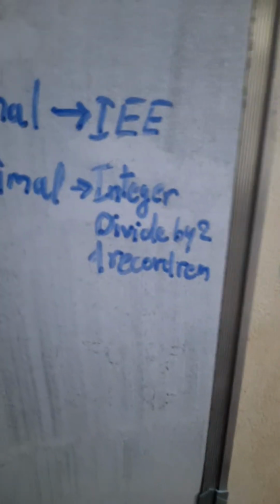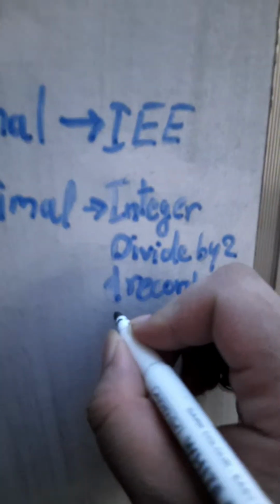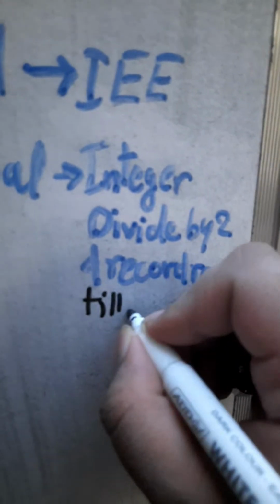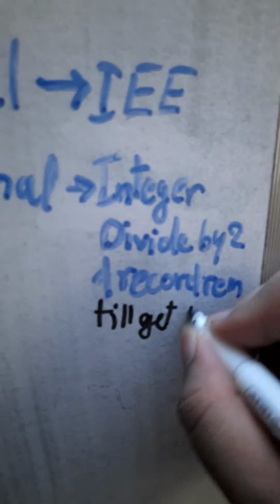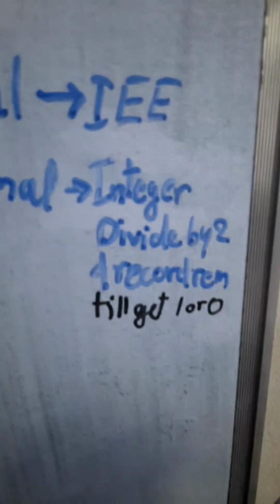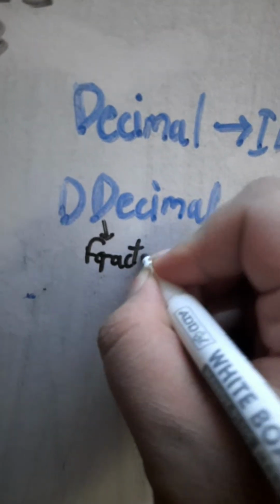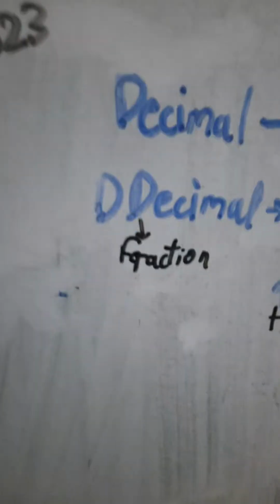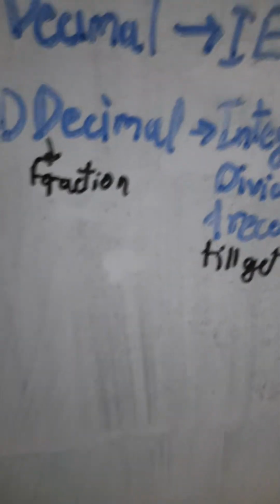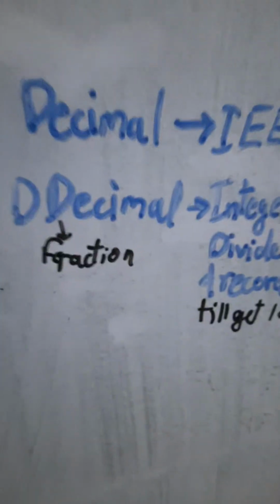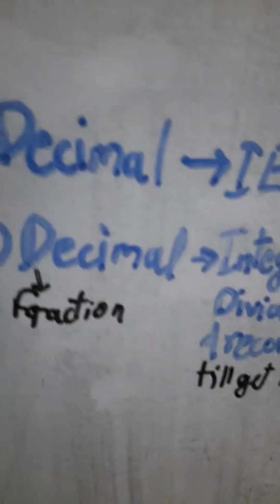So integer divide by 2 and record remainders till getting 1, smaller than 2, getting 1 or 0, like any binary digit. And for fraction, you have to do the opposite. Integer is a multiple of a number, so you divide it. Fraction is a division of parts of a number, so you multiply it. Simple stuff, you just have to do the opposite.